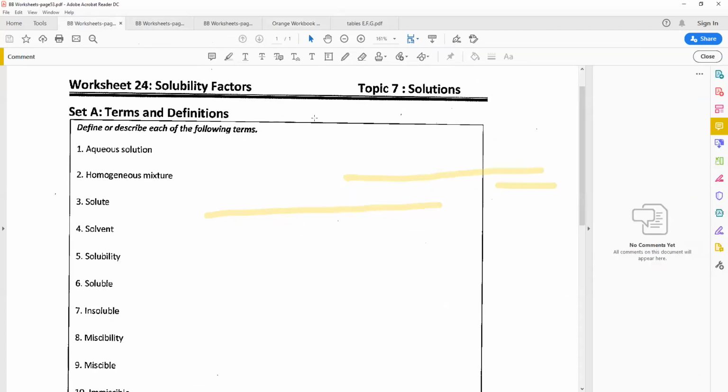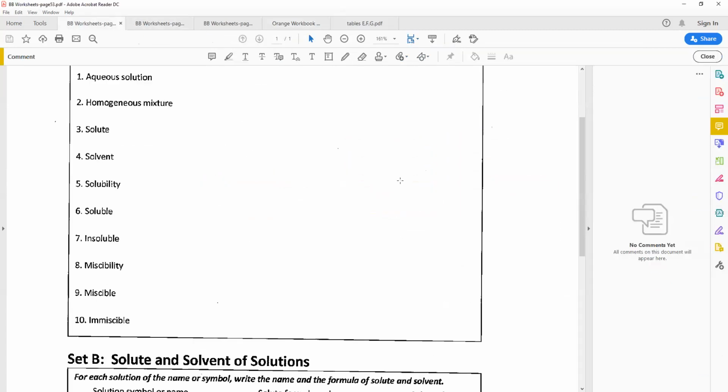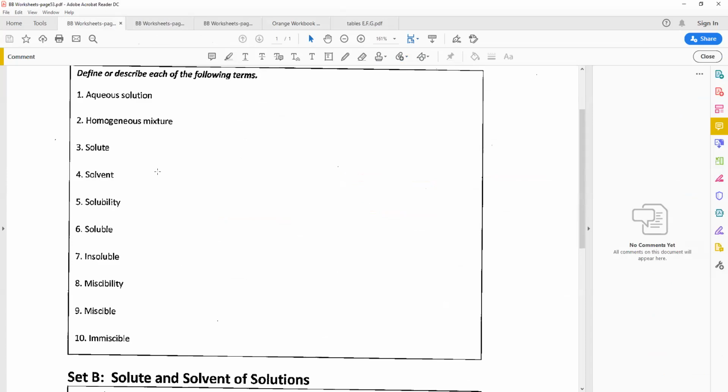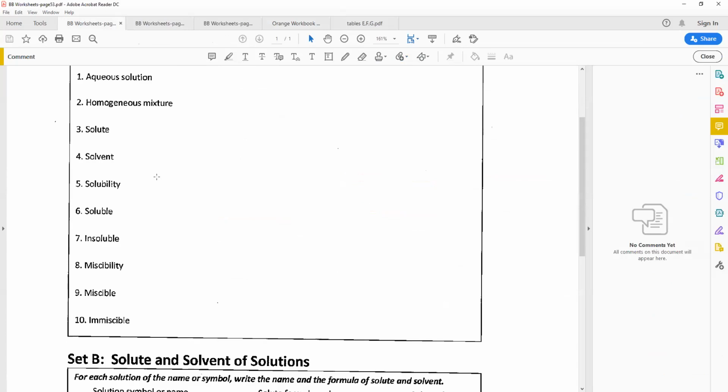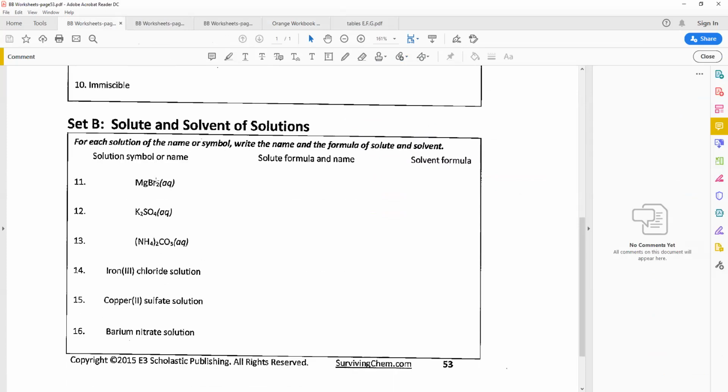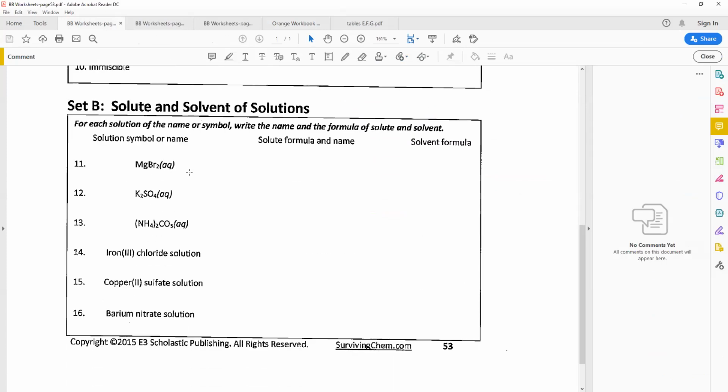So let's go ahead and start working on these pages. These are definitions that you're going to find in your orange workbook. So make sure you look at the orange workbook and you write down the definitions. Throughout the chapter or at the end of the book, there is a glossary. So let's start with this one, the solute and the solvent.